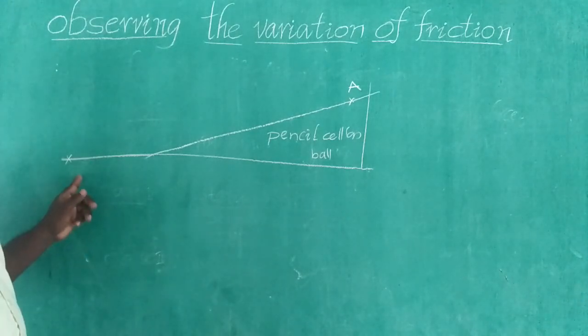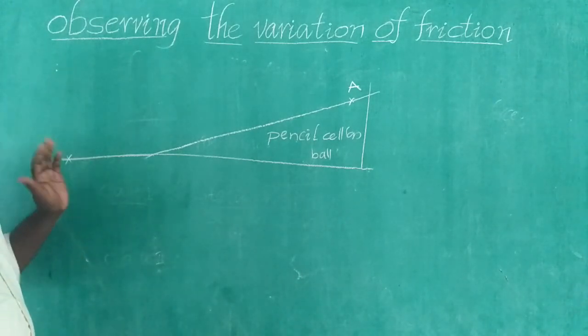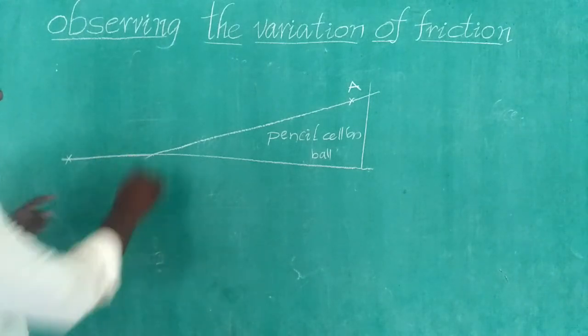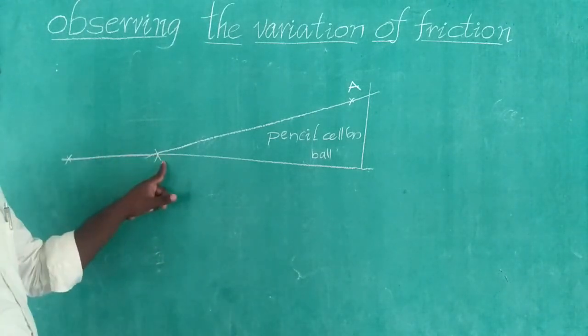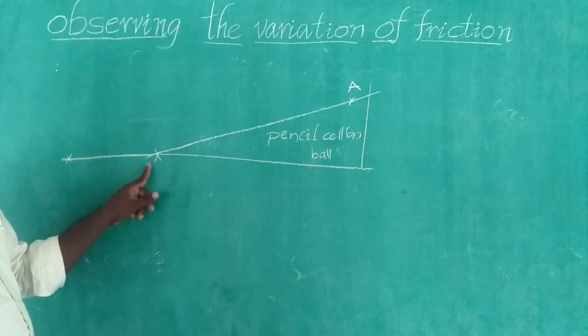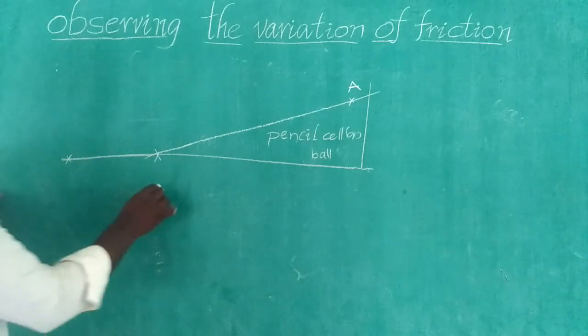Okay, students, now we can measure the distance covered by the pencil from the bottom of the inclined plane to the point where it comes to rest. Okay, now we can measure the distance. Okay, second.